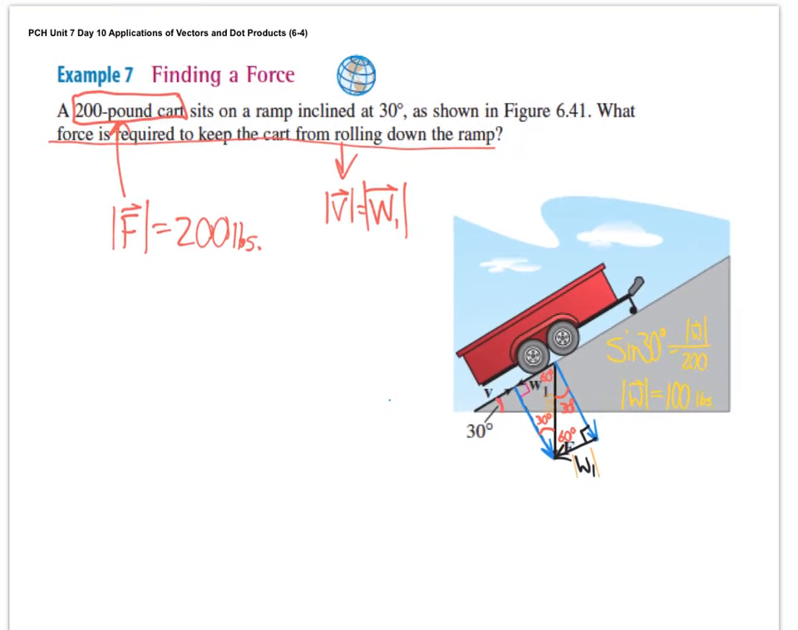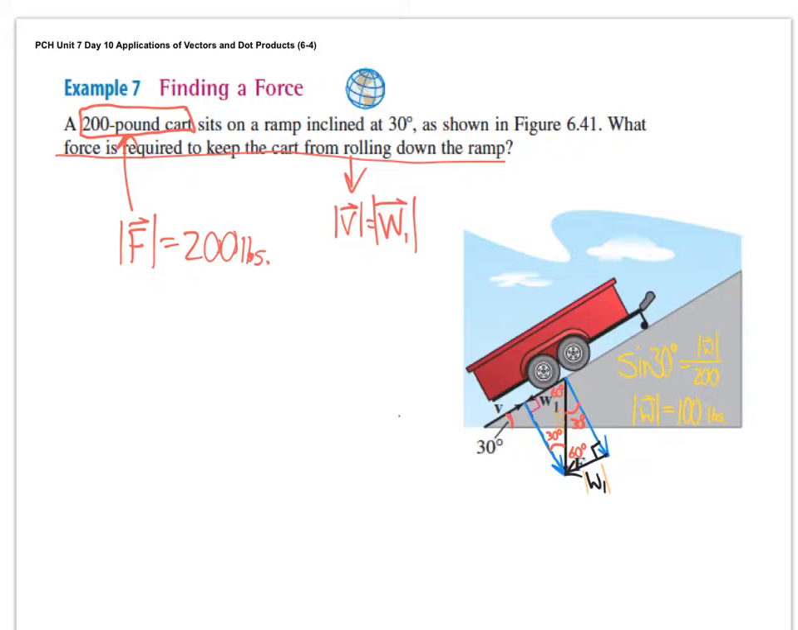Can you use SOHCAHTOA for this or not? Yeah, that's what we did. Sine is opposite over hypotenuse. The hypotenuse is that 200, the opposite is the W1. Okay. All right, so that's another thing that we can do here with vectors.